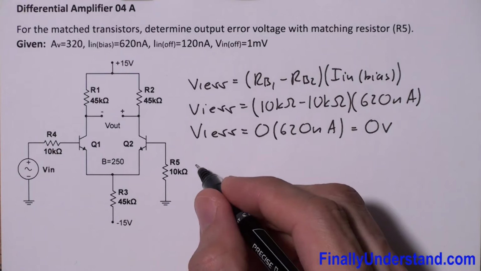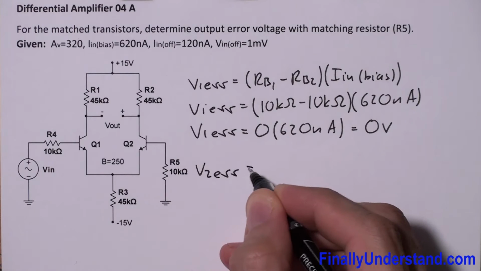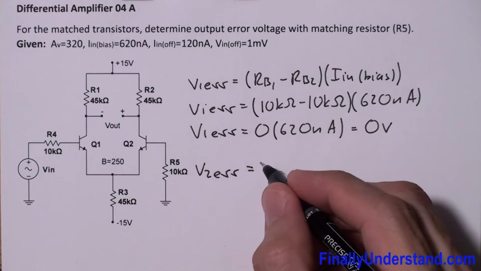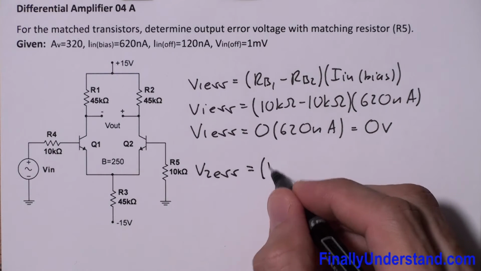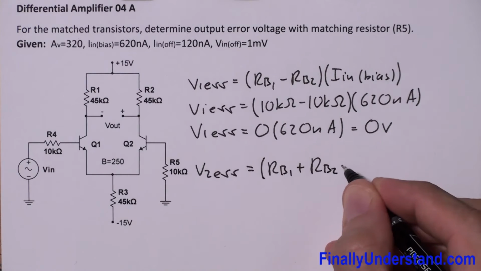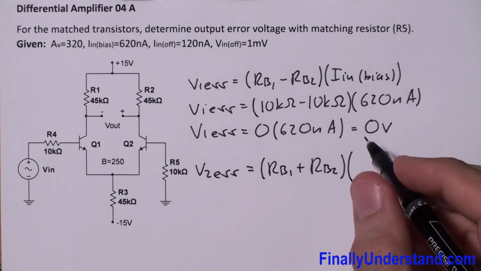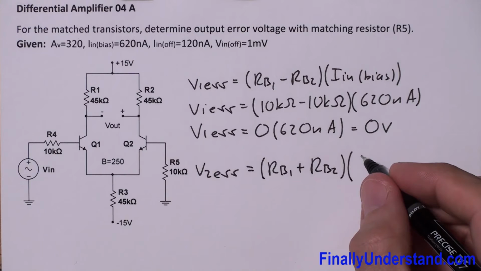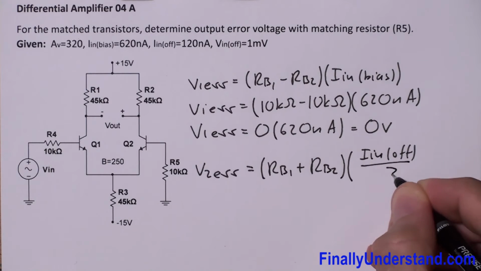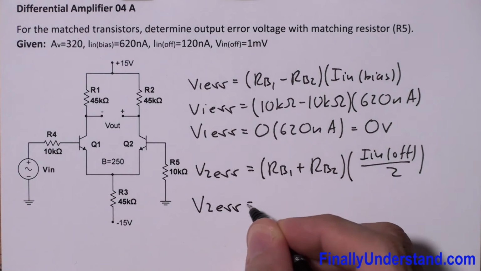Next we're supposed to find V2 error. Okay, this is the input error voltage due to the input offset current. So the formula for it is RB1 plus RB2 times half of the input offset current, divided by 2.